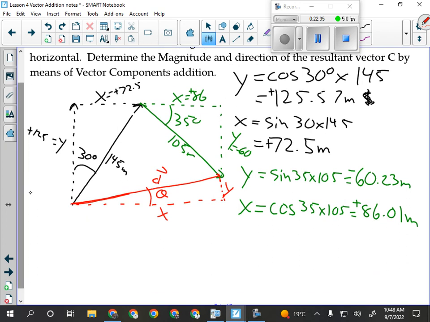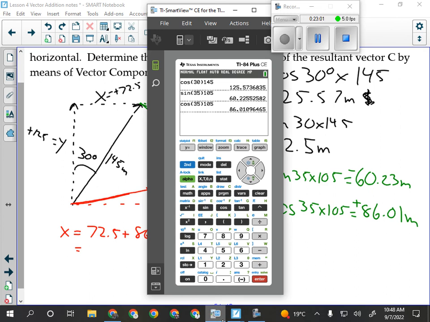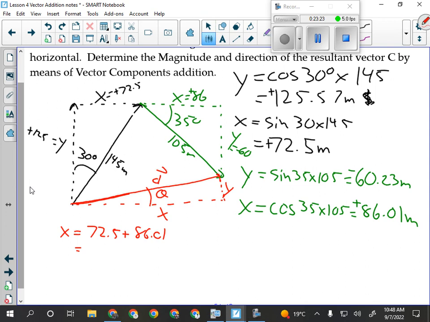How do I go about getting the length of red x? You add both, you add black x and green x together. Exactly. I add black x and green x together. They're both positive, so it's an easy operation. We'll have 72.5 plus 86.01, and of course I'm going to keep all of my decimals when I do that. So 72.5, because that one I actually didn't do in the calculator, plus the 86. So I've got 158.51 is the length of x, meters, and that's positive.